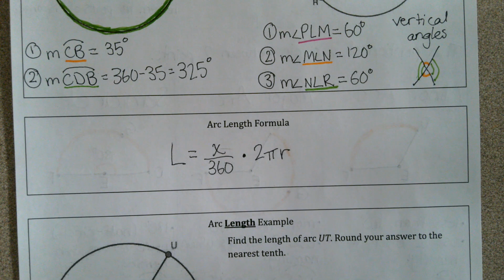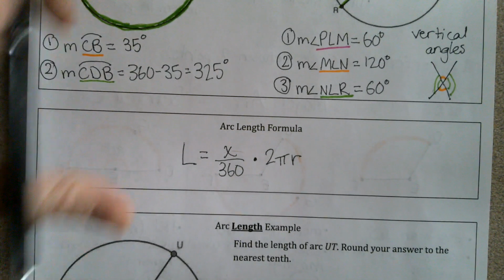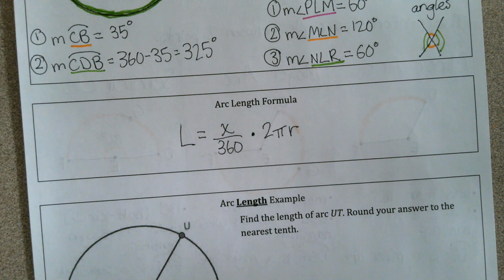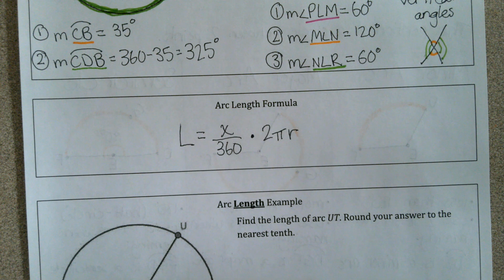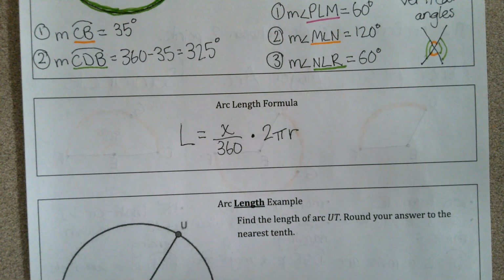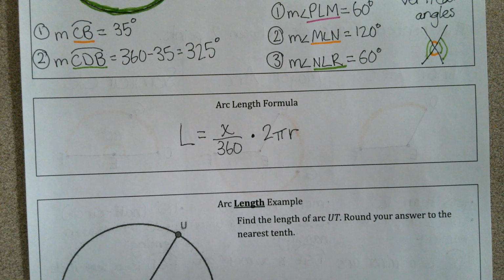All right, one more concept, and that is arc length. Arc length is very different from arc measure, which is what we've been doing this whole video up until this point. So arc length has a formula. It is L equals x over 360 times 2 pi r. Let me tell you what each part represents.